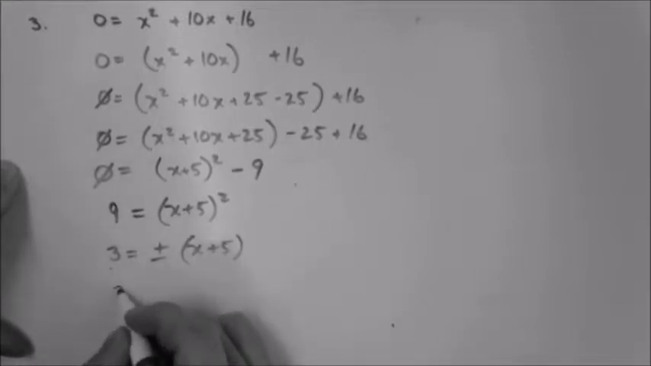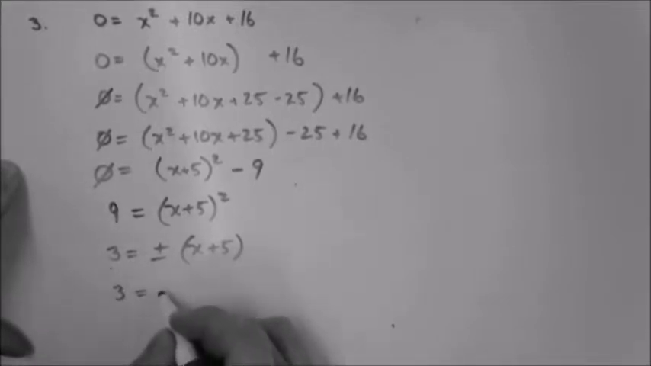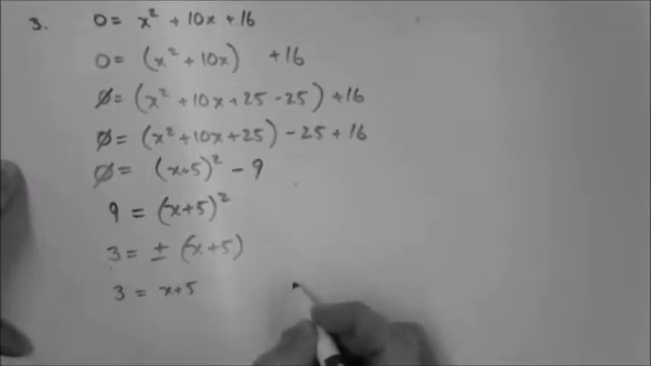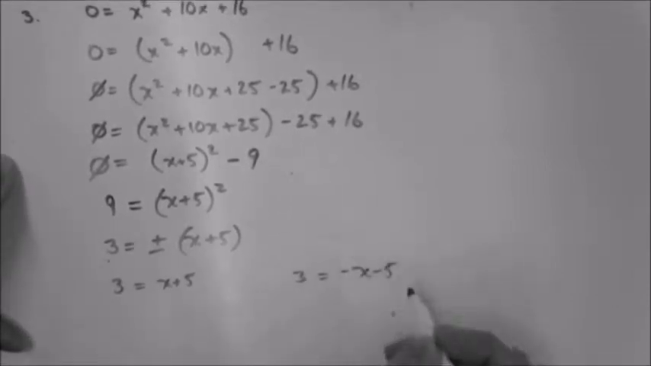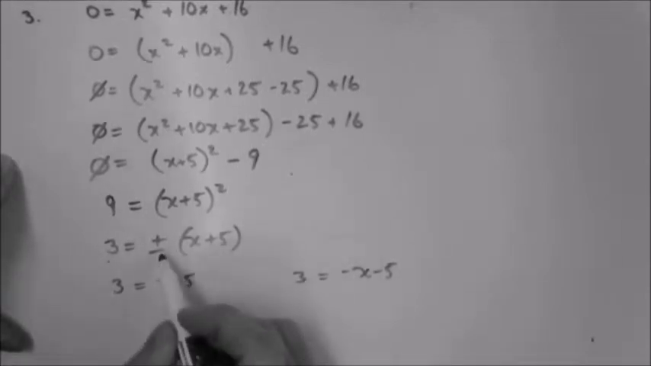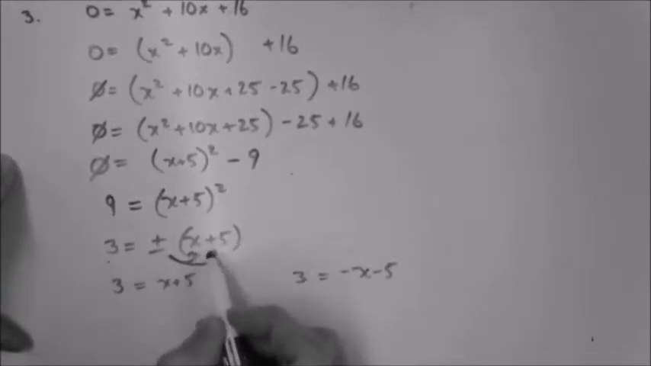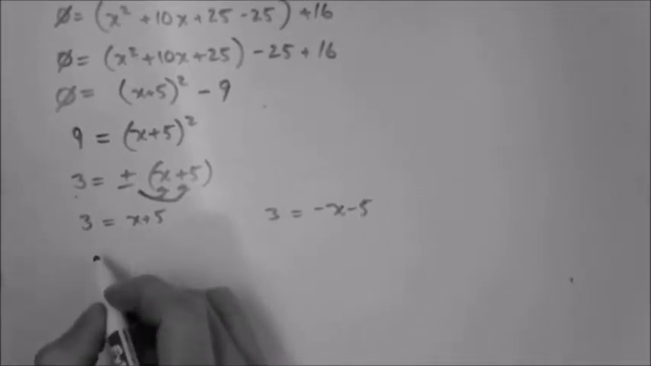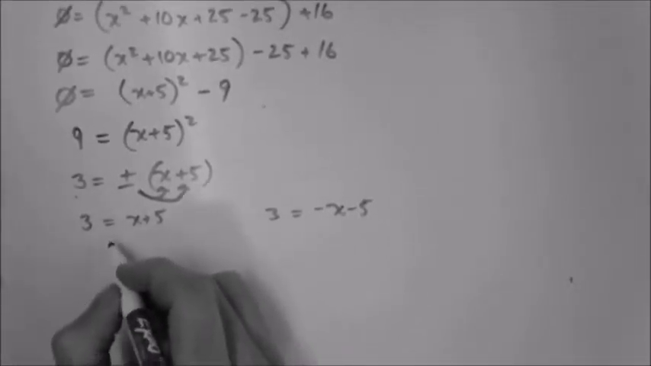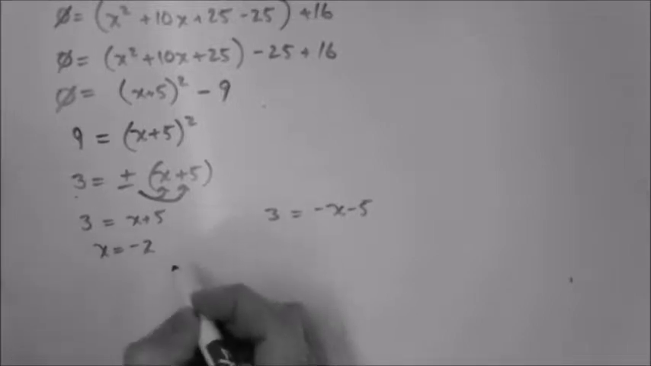So then our two options here are 3 equals x plus 5 or 3 equals negative x minus 5, because this negative sign would be distributed to both of the terms in the binomial. Here we are just left with subtracting 5 from both sides. We have x equals negative 2.